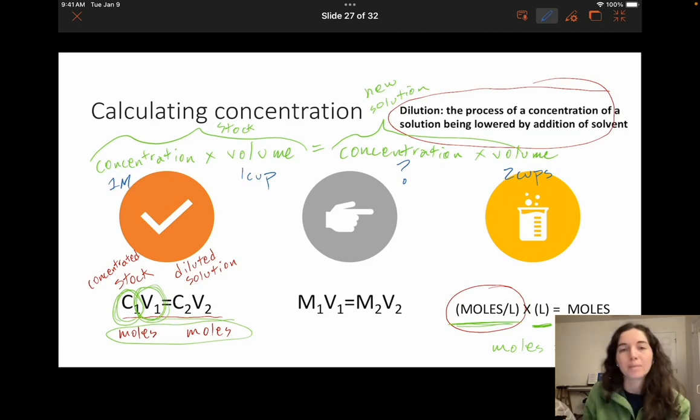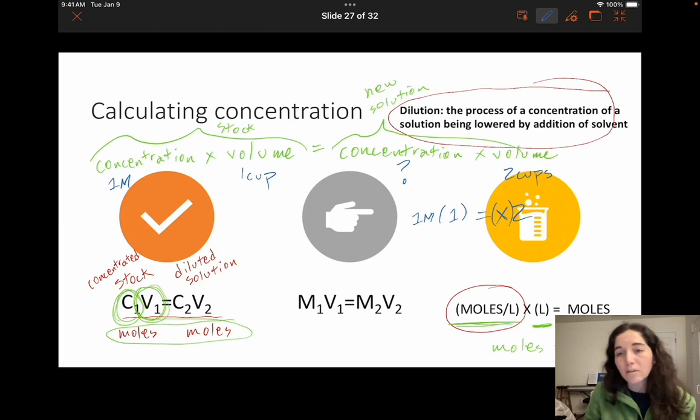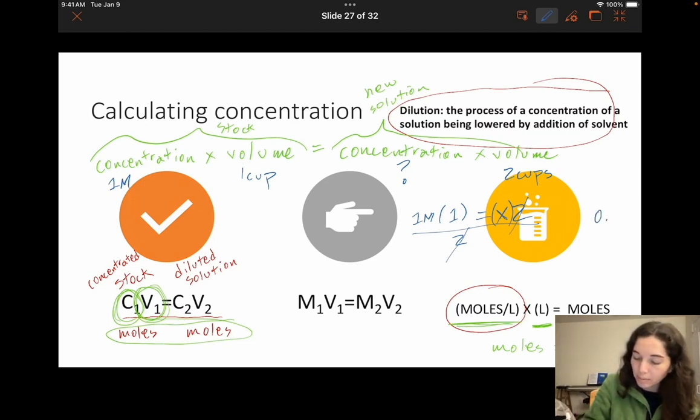Okay. So we can use our C1 V1 equals C2 V2 in order to solve for the new concentration. So if we have 1 molar, and we had 1 here, and we want to find this one, we had 2 here, this is our X. We can solve for X by dividing both sides by 2. And we've effectively cut the concentration in half. So our new concentration is 0.5 molar.